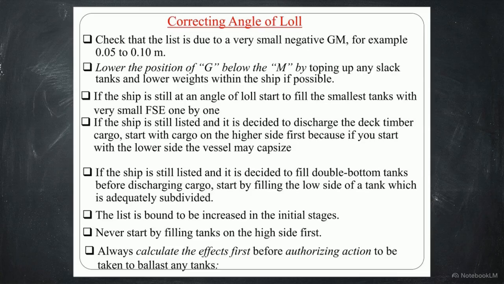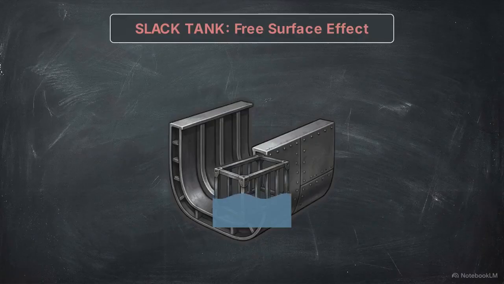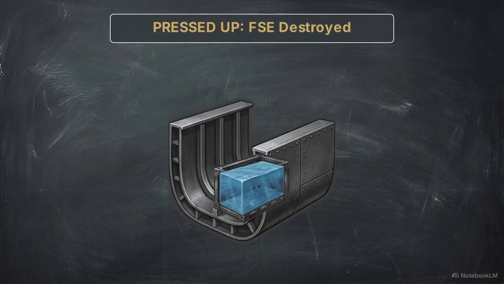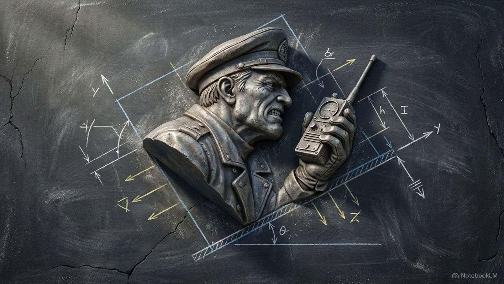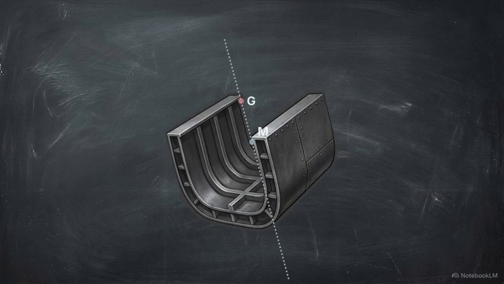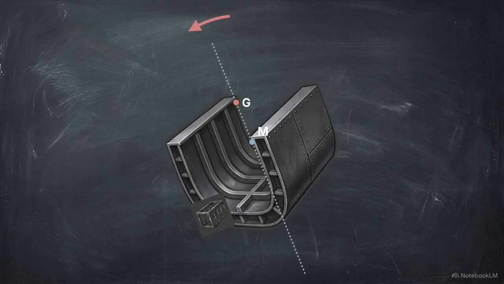Step 1 is to eliminate the existing slosh. Top up any slack tanks until they are completely pressed up, destroying the free surface effect. If you still need to add ballast, you must start by filling small, subdivided tanks on the low side of the vessel. This is an incredibly difficult order to give, because adding weight to the low side of a listing ship will intentionally make the terrifying angle even worse at first.